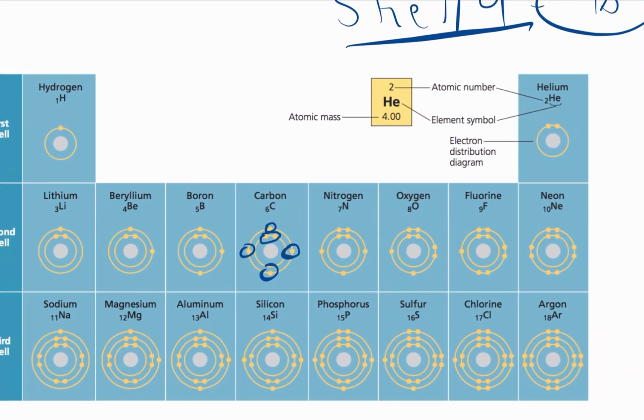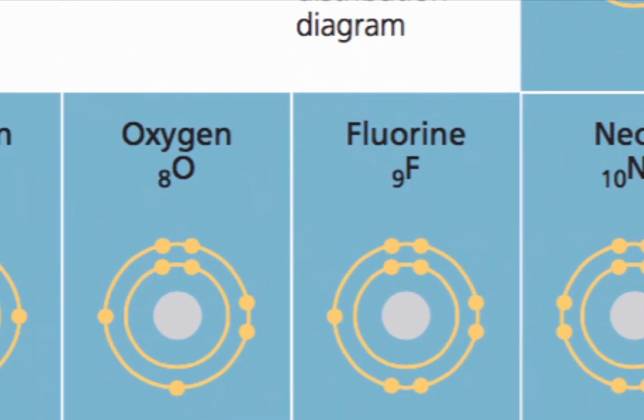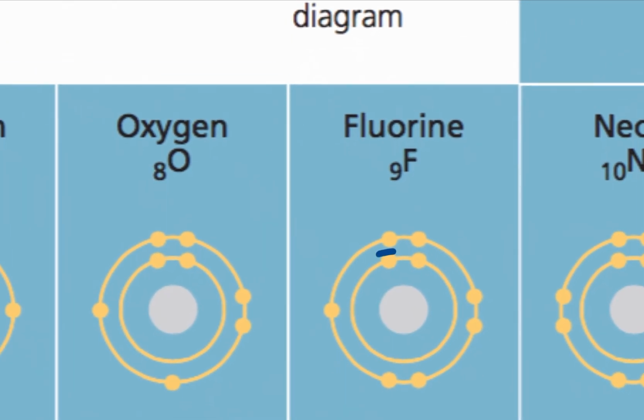Now let's go over to something like fluorine, right? Oh, that one popped up big. So in the first shell we can hold 2, right? And that's exactly what we did. And it has 9 electrons, right?